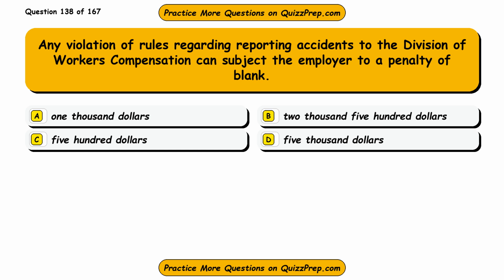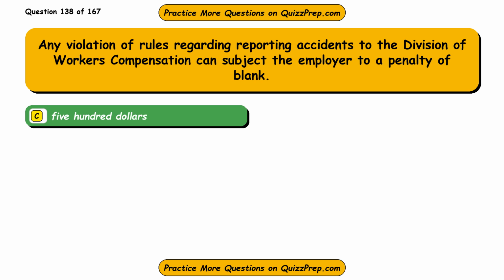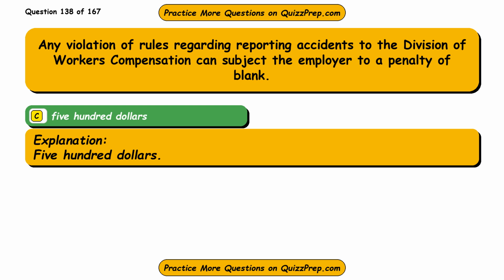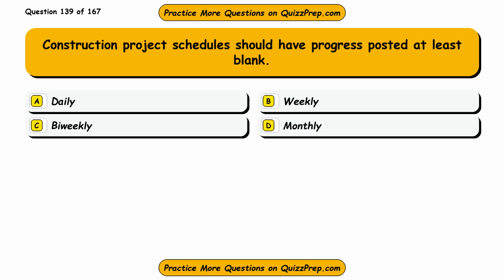Question 138. Any violation of rules regarding reporting accidents to the Division of Workers' Compensation can subject the employer to a penalty of blank. Option A, $1,000. Option B, $2,500. Option C, $500. Option D, $5,000. The correct answer is option C, $500. $500. Question 139. Construction project schedules should have progress posted at least blank. Option A, daily. Option B, weekly.